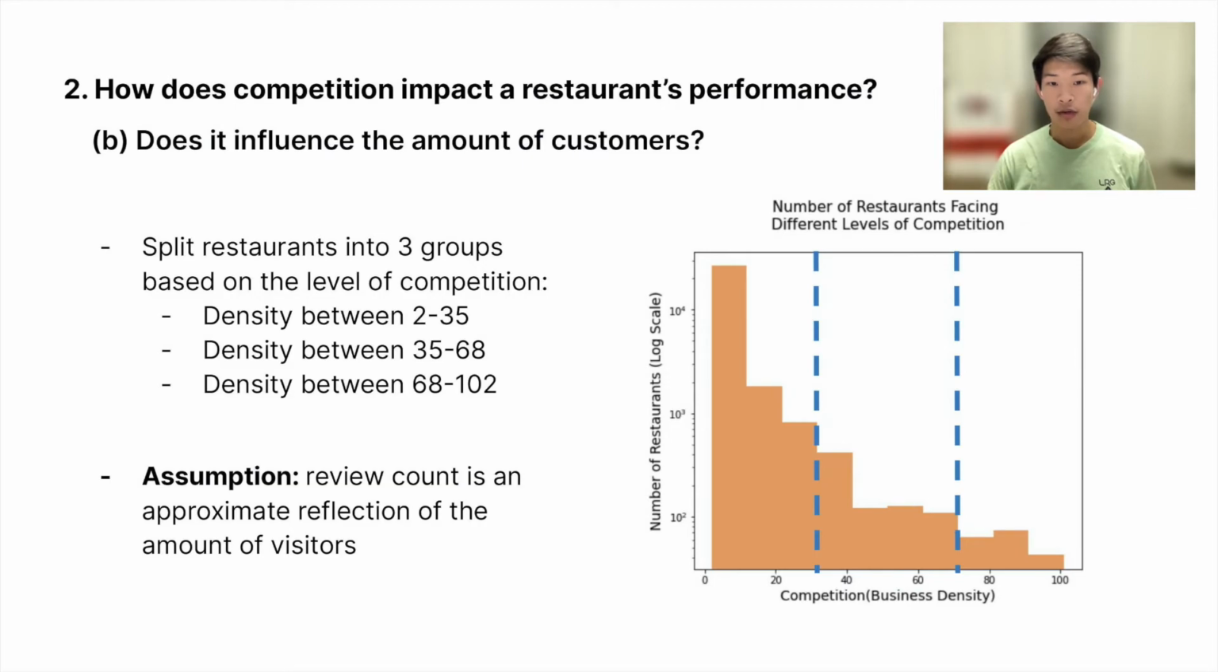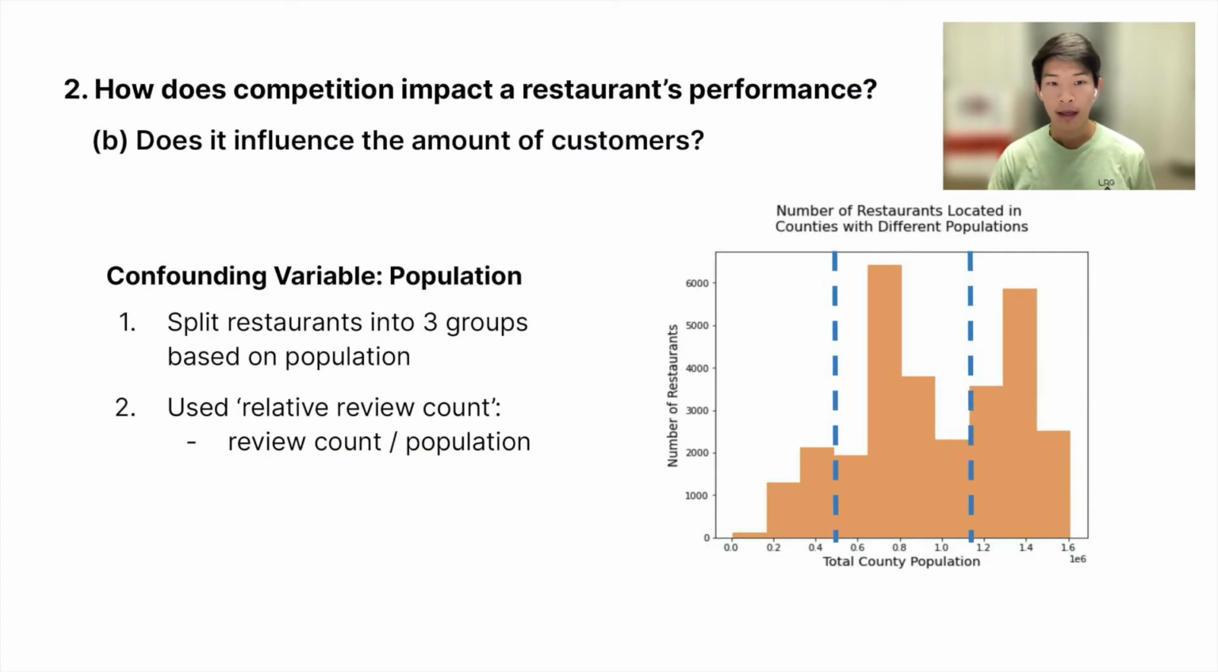Because popular restaurants typically receive more review counts, we made the assumption that review count is an approximate reflection of the number of visitors. We understand that population size might also be a confounding variable, in that bigger populations might result in higher review counts.